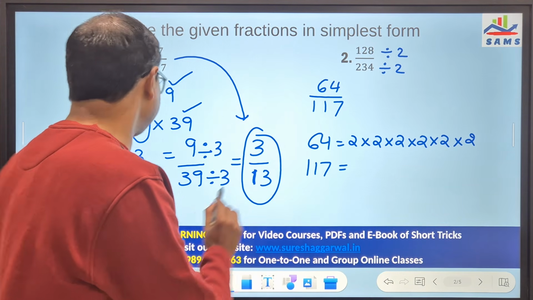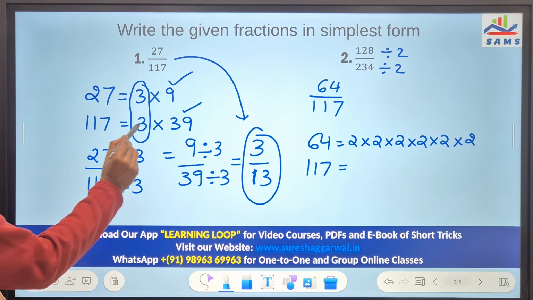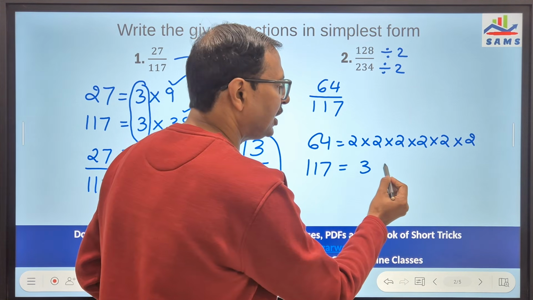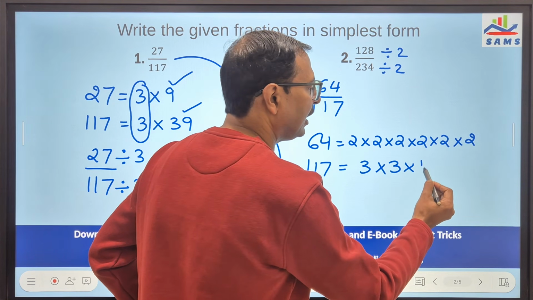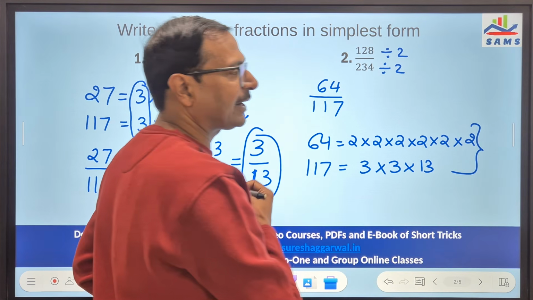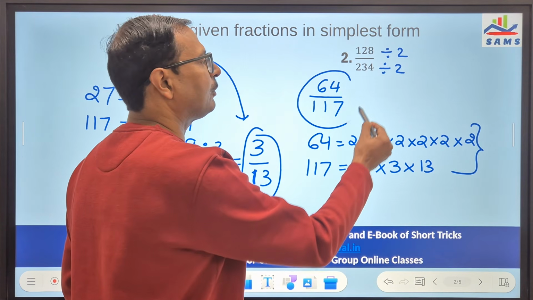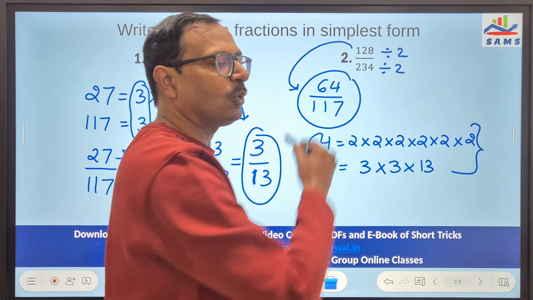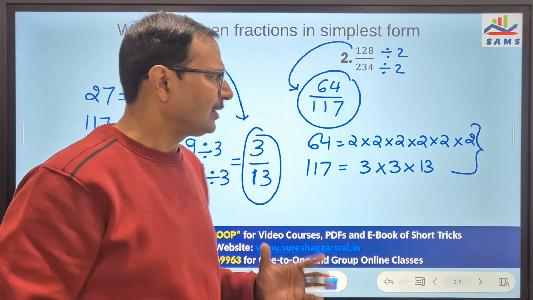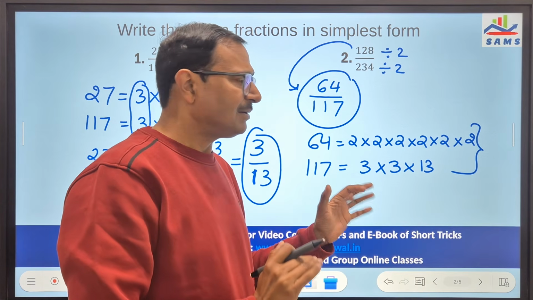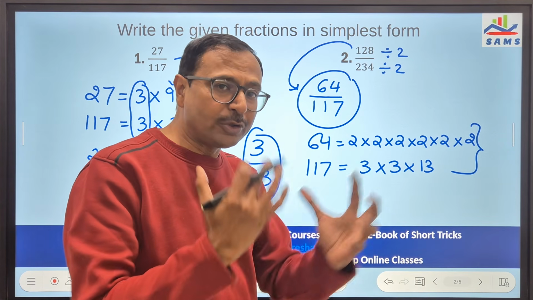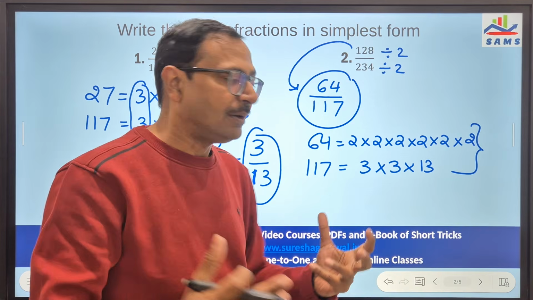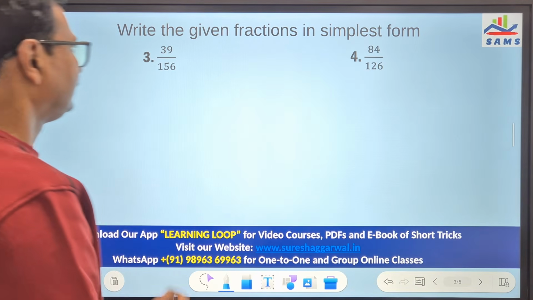So even if you factorize, like 117 was here, so 3 into 39, so 3 into 3 into 13. Now there is no more common factor, and therefore 64 upon 117 is the simplest form of 128 over 234. Works like this, you know the concept and you get better. Let's have some more questions.